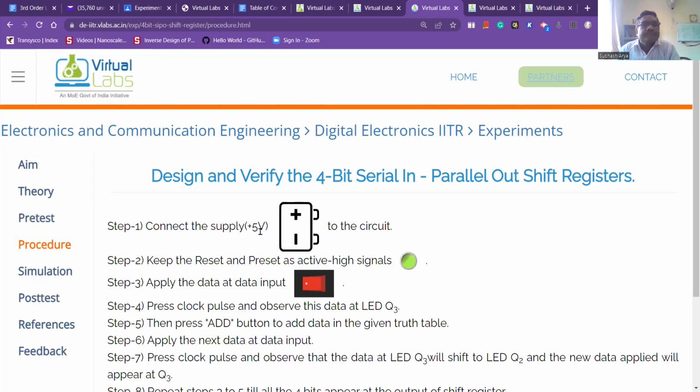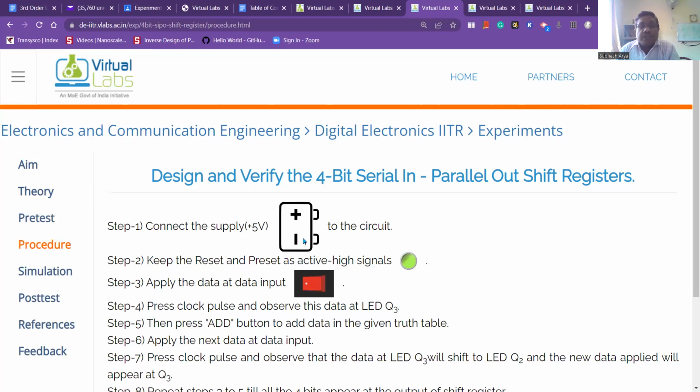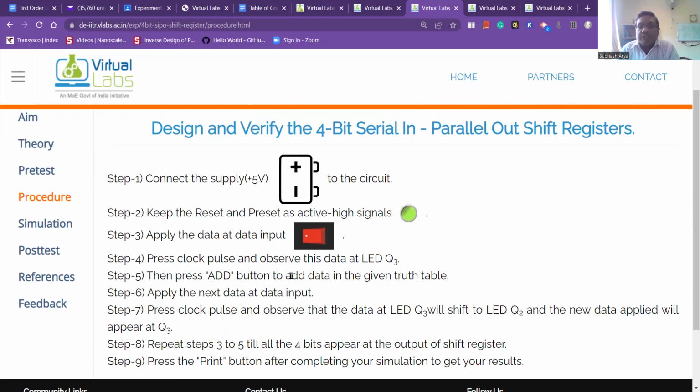So this is the procedure which is given. First, connect the power supply, then keep the reset and preset high in order to keep them in inactive mode. Apply the data as data input, then press the clock pulse and observe this data at LED Q3, then press the add button to add data in the given truth table.